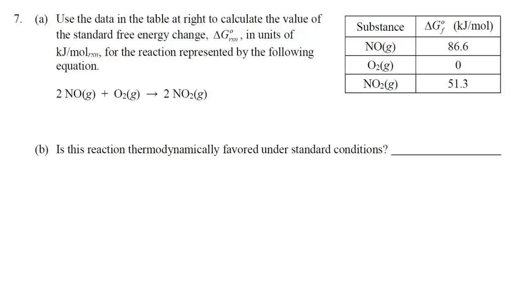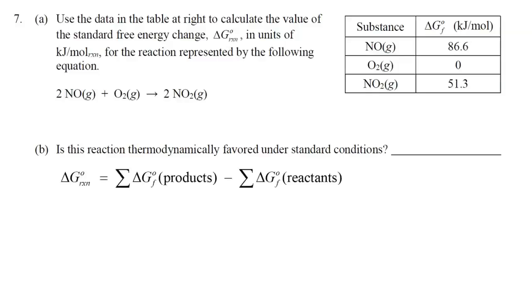So we are given the free energy of formation for nitrogen monoxide, NO, and for nitrogen dioxide, NO2. But just like the enthalpy of formation, delta H of formation, the free energy of formation is defined to be 0 for an element in its standard state, like O2. So that's why the value for O2 is 0. Let's go ahead and use the products minus reactants equation.